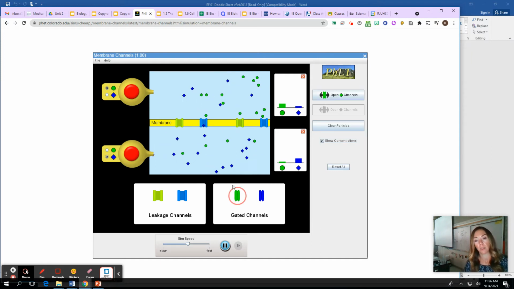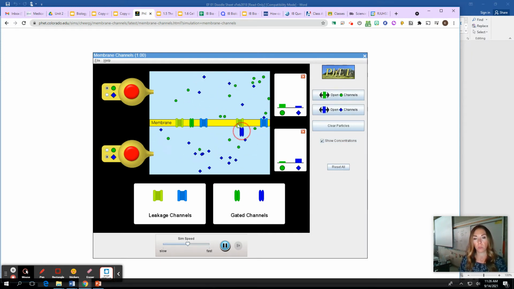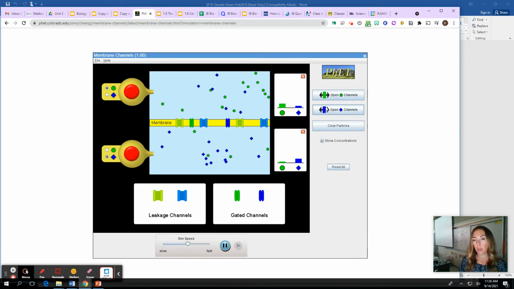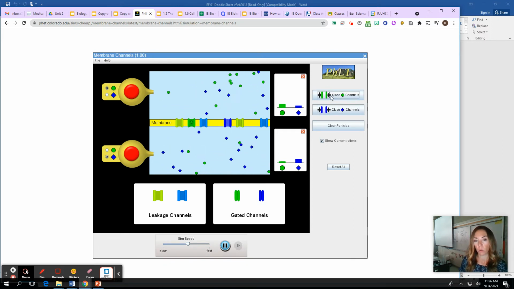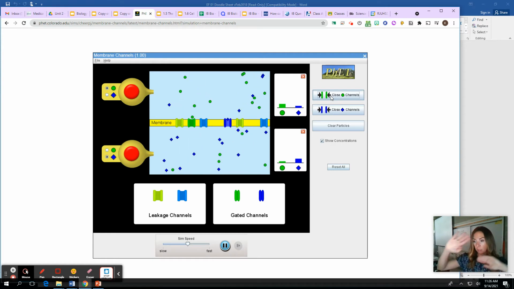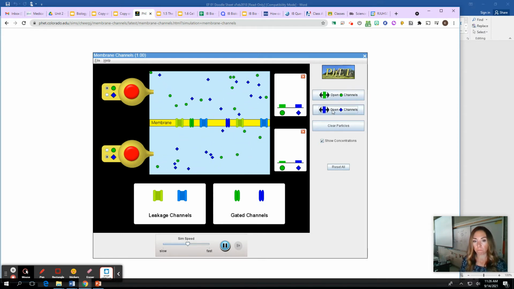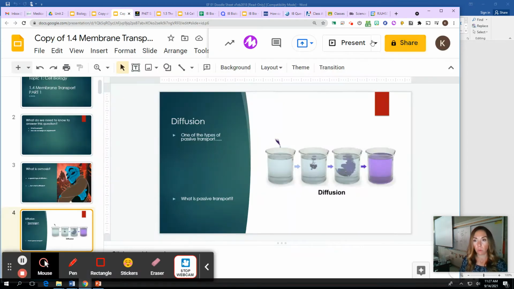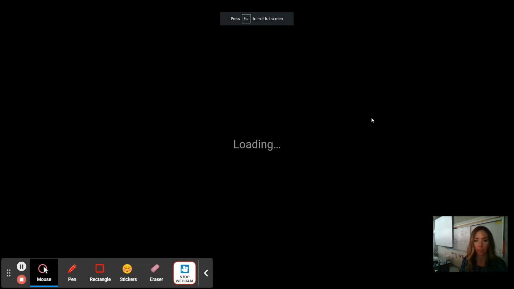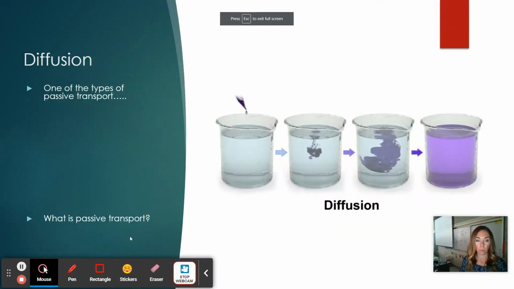You also have gated channels, which can open and close, and those happen in certain situations when needed. So if I wanted to open those up to make that faster, let's say there's something going wrong with the cell and I need to even those out, your gated channels might open up, and then when it's even, they can close again. Okay, so that's the type of diffusion, when it goes back and forth across a membrane until it is equal on both sides.